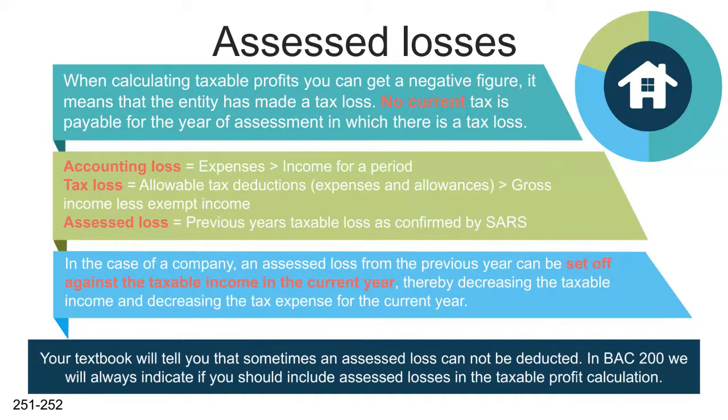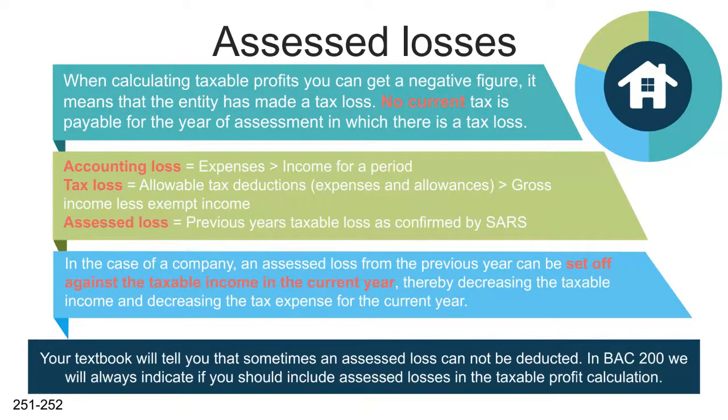So an assessed loss is a situation where in the previous years, SARS said that you had made a taxable loss, right? And they keep that taxable loss, that assessed loss, for you until you start making profits, and then they'll net that tax loss off against your future profits. Now, because of that, you can have a situation where you have in effect made an accounting profit. You might also have made a taxable profit, but the amount of tax you pay will be nil because you're now netting off the assessed loss against the current year taxable profits.